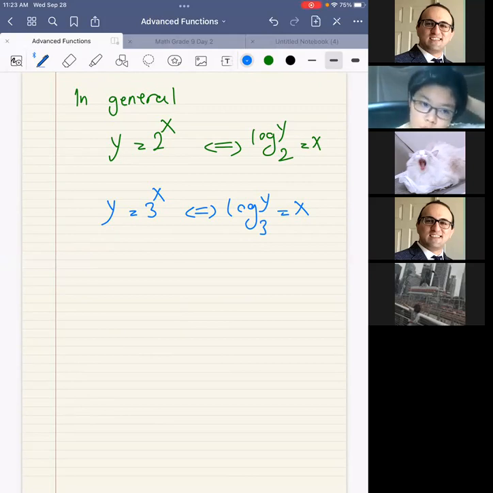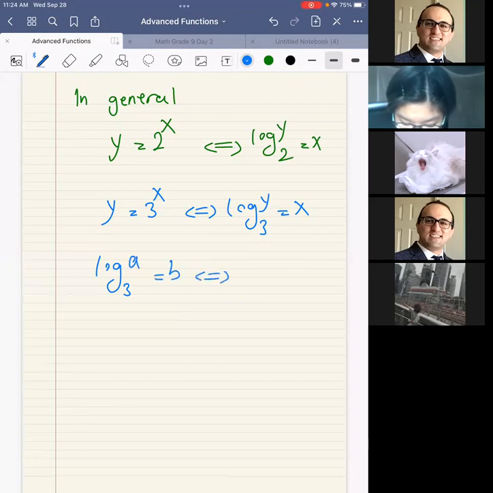There is another way to say this. You can also switch log with exponential. That means if I tell you that the log of some number a with base 3 equals b, that's equivalent to saying that a equals 3 to the power b.